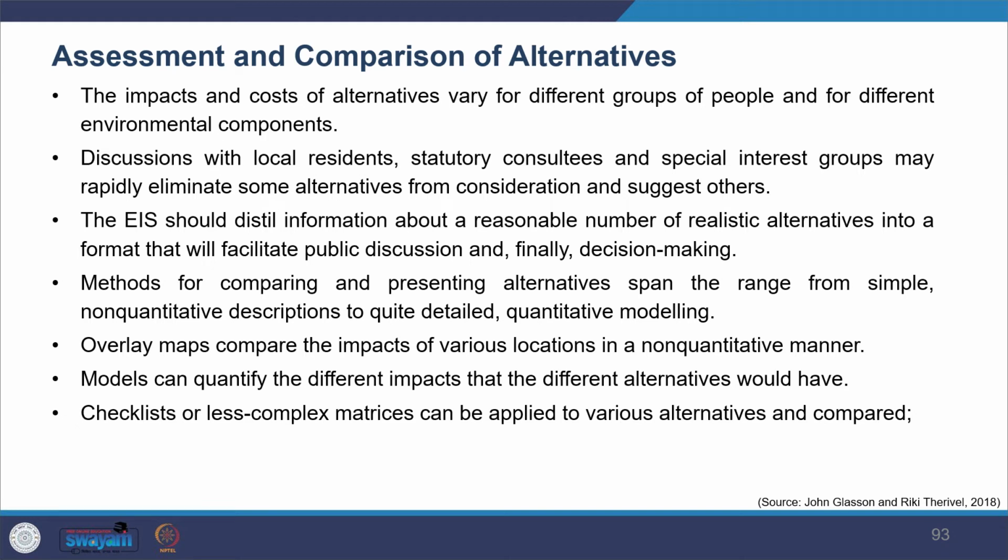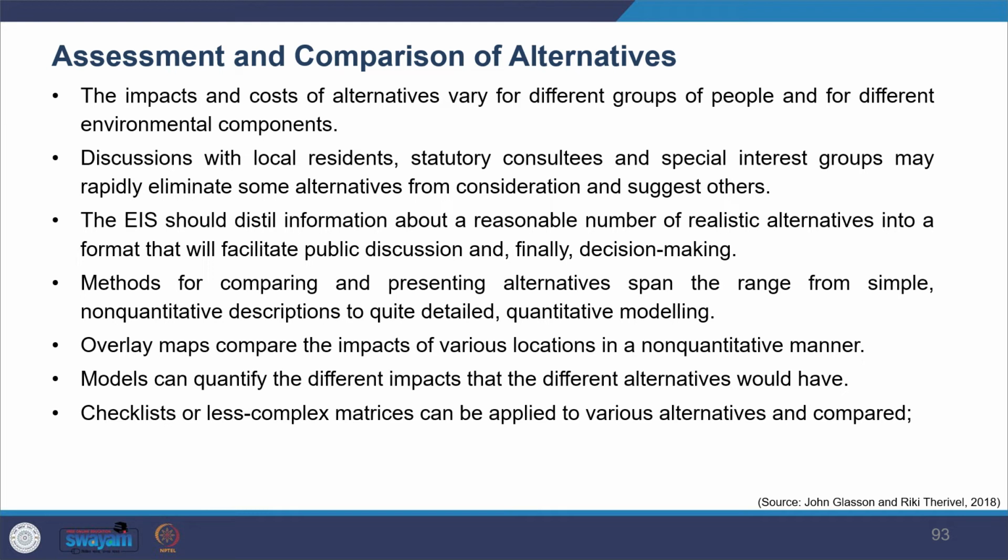The impact and cost of alternatives also vary with different groups of people and different environmental components. When you have a consultative process, many of the alternatives will go out from the process itself. They would not be included, and that would save your time. So you can have the local perspective on which alternatives have to be considered. You may not expect that whichever alternative comes up will be acceptable to all the parties. That usually doesn't happen.